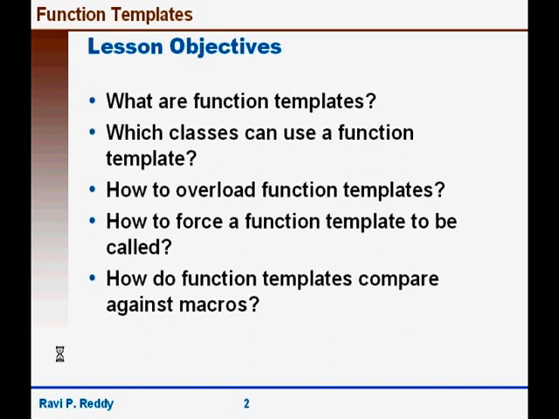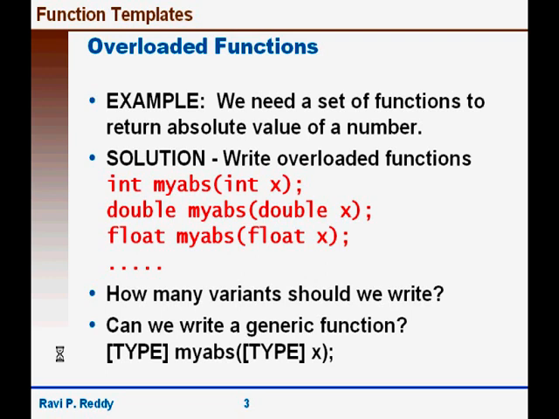Let's begin looking at function templates. Let's look at a simple problem. We need a set of functions to return the absolute value of a number. So one solution is to write a series of overloaded functions. For example, for the integer, we can write int myAbsInt. Then we can write another version, double myAbsXX, float myAbsXX. So each of them returns a certain type depending on the input parameter.